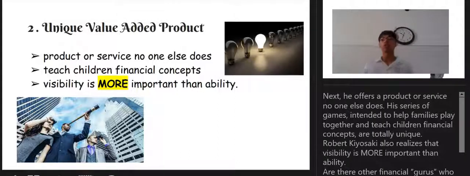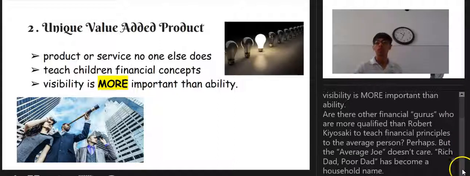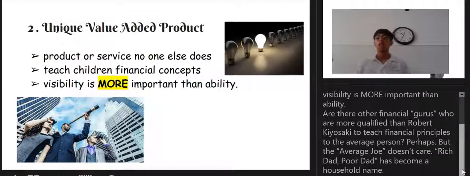Robert Kiyosaki also realized that visibility is more important than ability. Are there other financial teachers who are more qualified than Robert Kiyosaki to teach financial principles to the average person? Perhaps, but the average Joe doesn't care. Rich Dad Poor Dad has become a household name.